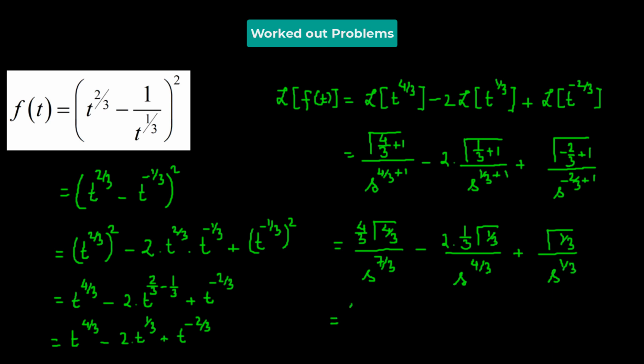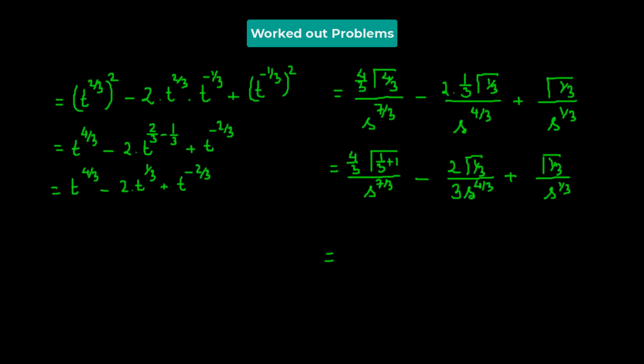So we have 4/3 times gamma of 4/3, which can also be rewritten as 1/3 plus 1, divided by s raised to the power of 7/3, minus 2 times gamma of 1/3 divided by 3 times s raised to the power of 4/3, plus gamma of 1/3 divided by s raised to the power of 1/3.